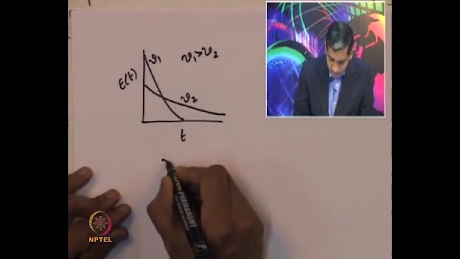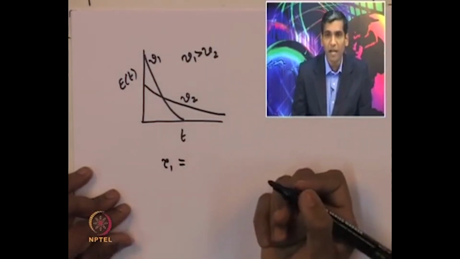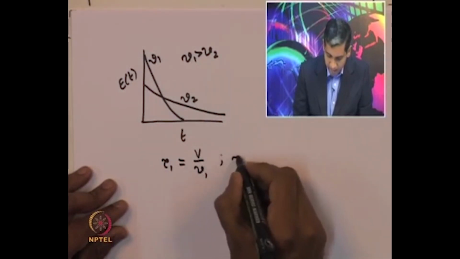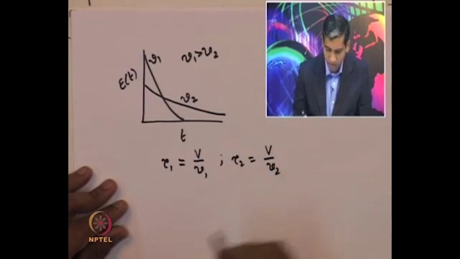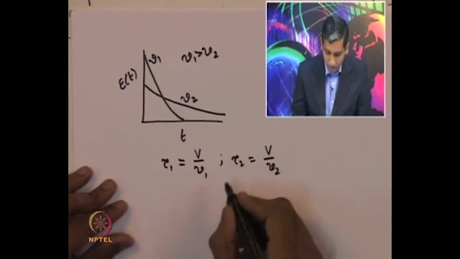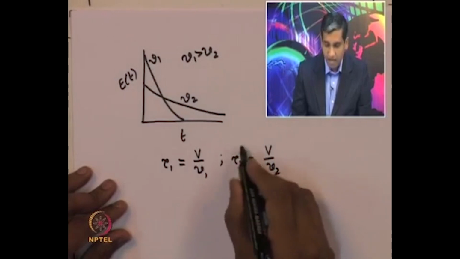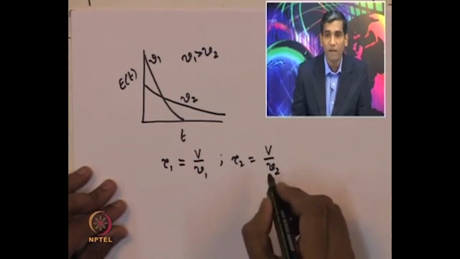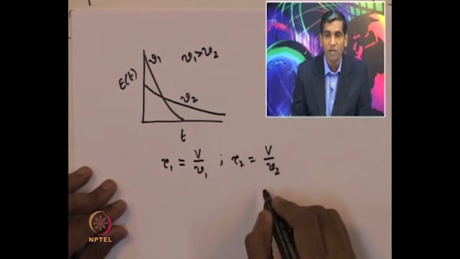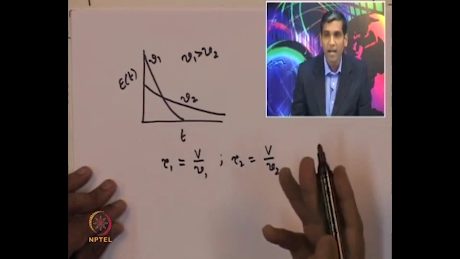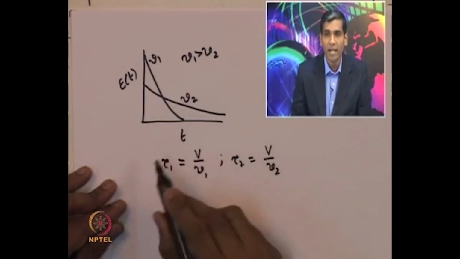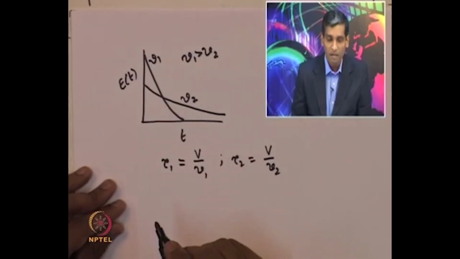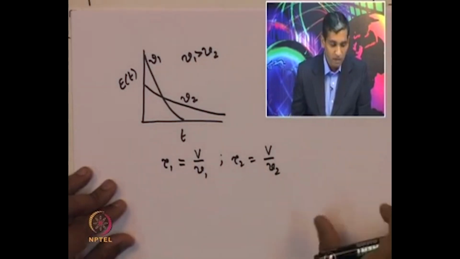Therefore, tau 1, which is the space time when the volumetric flow rate is V 1, is given by V by V 1, and tau 2 is given by V by V 2. Clearly, the amount of time spent in the second case, that is when the fluid is being fed at a volumetric flow rate of V 2, is going to be larger than the time spent by the fluid elements inside the reactor when the volumetric flow rate is V 1, because V 2 is smaller than V 1.